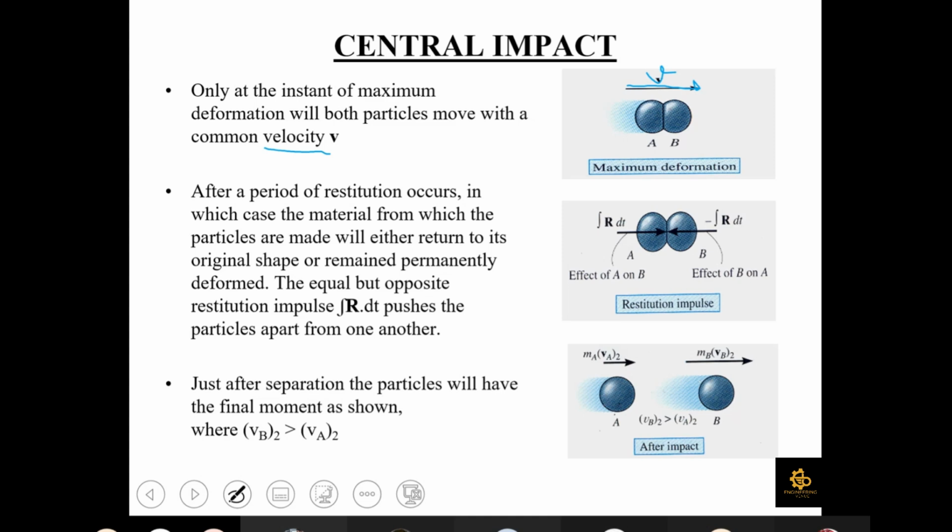Then the restitution phase will occur in which each and every particle would exert an equal and opposite restitution impulse on the other particle. As a result of this restitution impulse, both these particles are going to separate. Restitution क्या होती है कि वो मटेरियल अपनी ओरिजिनल शेप पर वापस आने की कोशिश करेंगे, जिसकी वजह से ये restitution impulse exert होगा. ये restitution impulse इन दोनों particles को separate कर देगा, and after separation, both these particles are going to move towards the right with velocity VA2 and VB2. In this case, VB2 is greater than VA2.